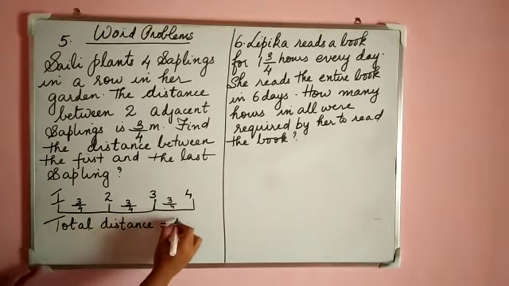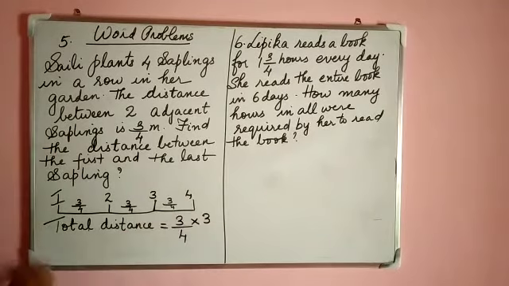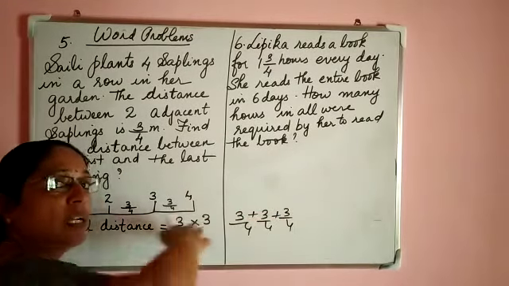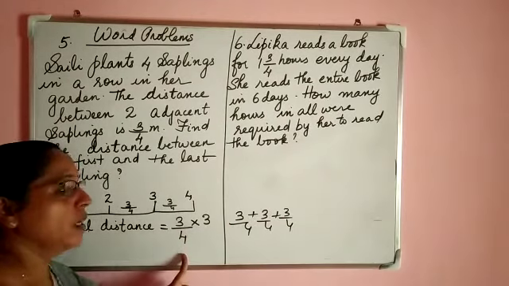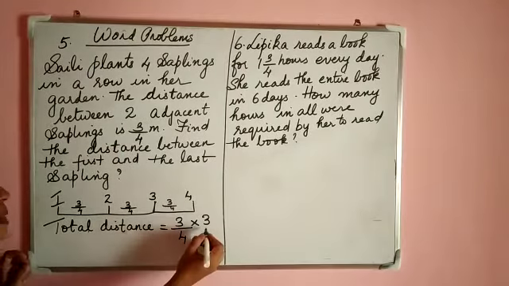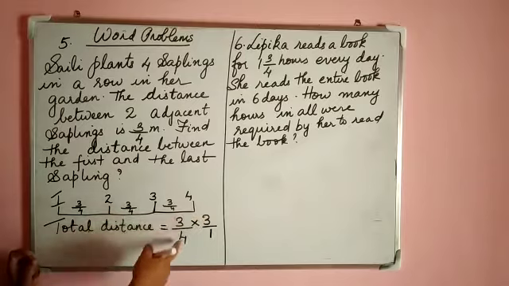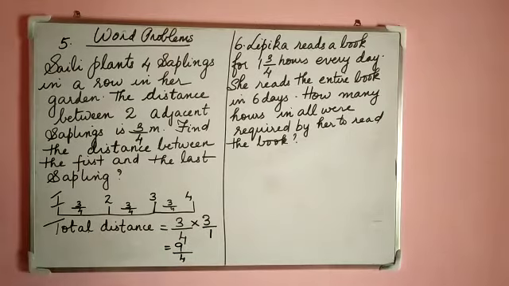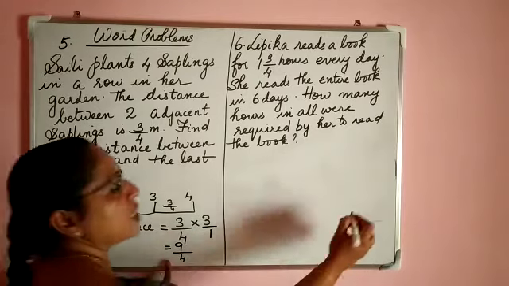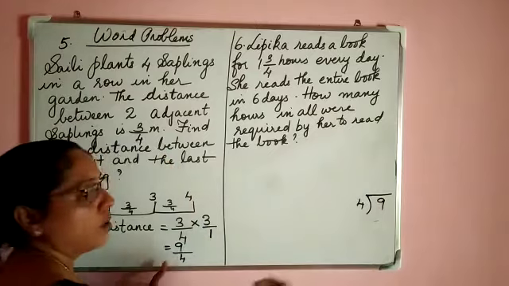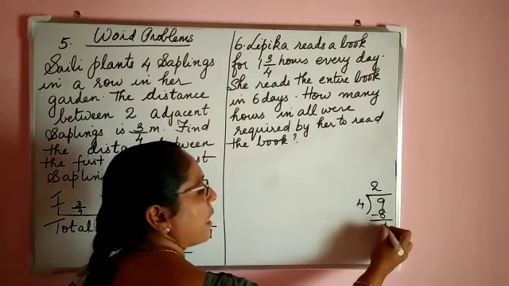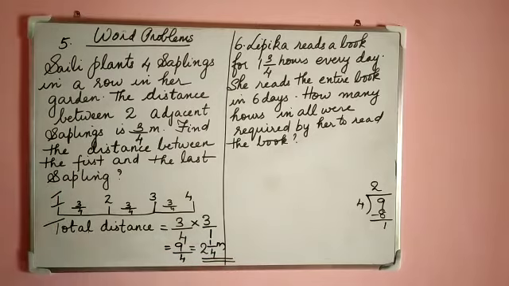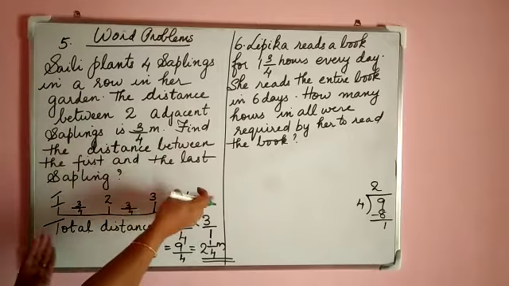So total distance is equal to 3 by 4 into 3. Instead of writing 3 by 4 plus 3 by 4 plus 3 by 4, like repeated addition, just write in a short form 3 by 4 into 3. Okay, so 3 means 3 by 1 that you already learned. There is no cutting. So 3 into 3, 9. 9 by 4 into 1, 4. 9 by 4 is what fraction? Improper fraction. So we have to change the improper fraction. 9 divided by 4. 4's table, 2 times 8. Subtract 1. So the answer is 2 1 by 4 meter. 2 1 by 4 meter is the total distance between the first sapling and the fourth sapling.